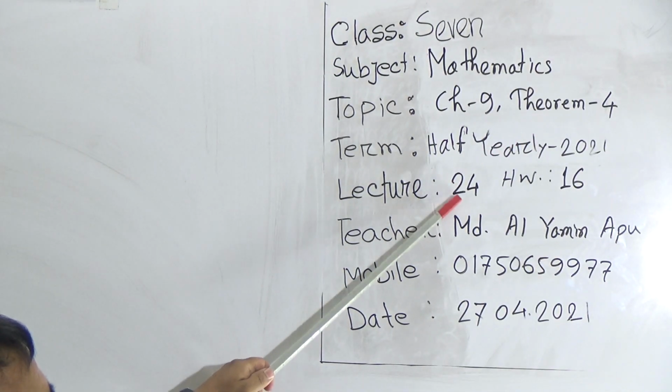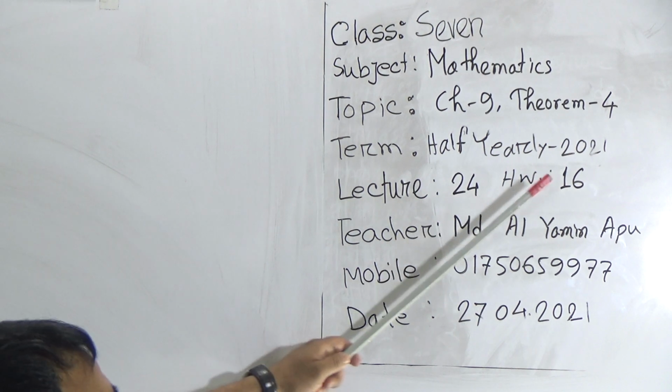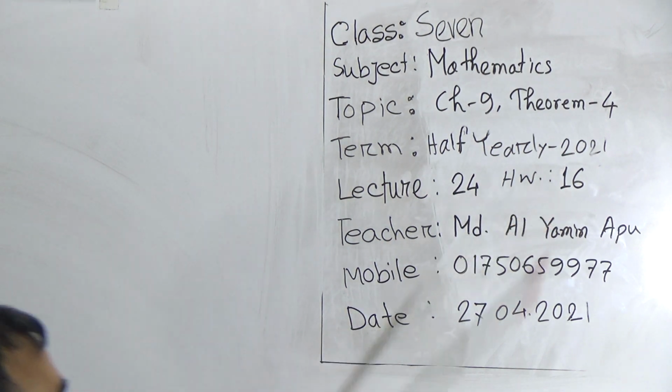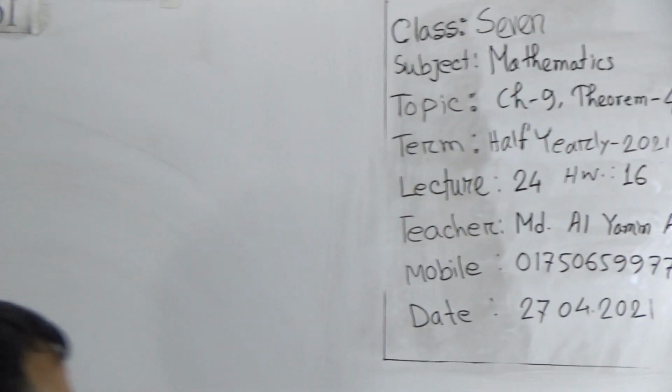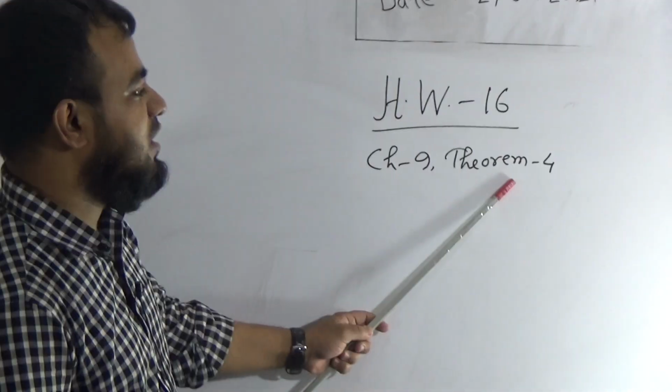Your lecture number is 24 for the half yearly examination and your homework number is 16. And your homework is in chapter 9 theorem 4. That means the similar is your homework today. Now my students, let's start.